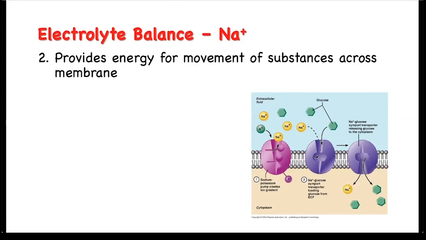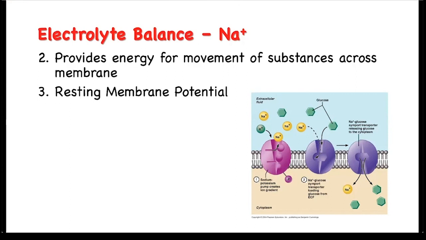This develops a concentration gradient that can be used to transport other molecules. Let's look at the 2 darker purple transport proteins. We'll start with the one in the middle. Sodium moves along its concentration gradient, being carried by this transport protein. This provides the energy that is required to move another substance, in this case glucose. Both substances may move in the same direction, or they could move in opposite directions. In either case, the sodium is providing the energy to actively transport the second substance.